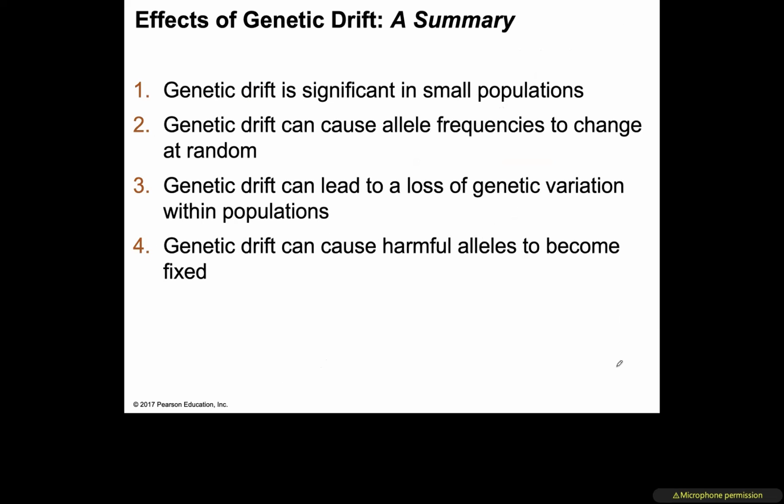This is just a summary of genetic drift. So genetic drift can be very significant in small populations. Genetic drift can cause allele frequencies to change at random. Genetic drift can also lead to a loss of genetic variation within populations, and it can cause harmful alleles to be fixed within a population. So this is basically a summary of everything we just talked about, with those key points.